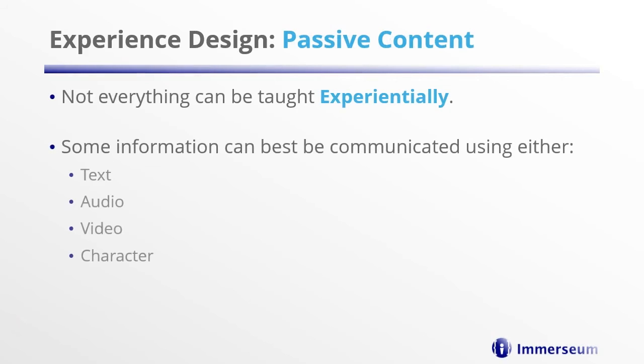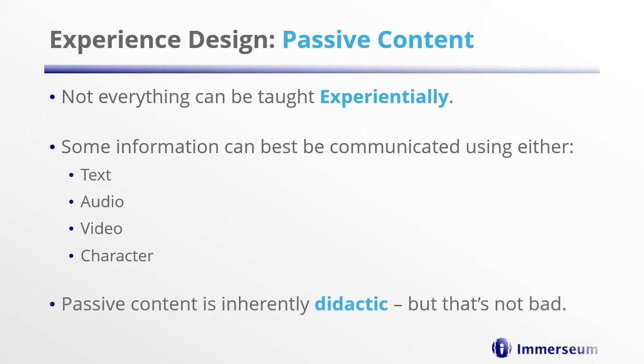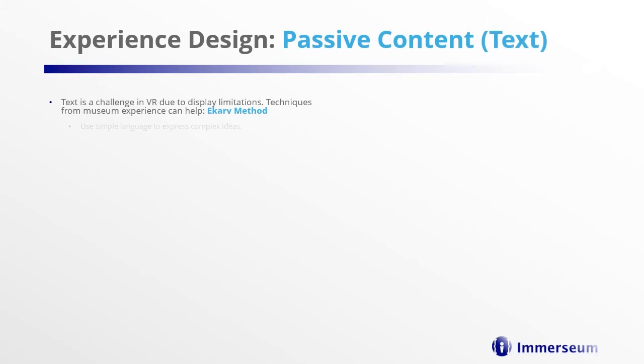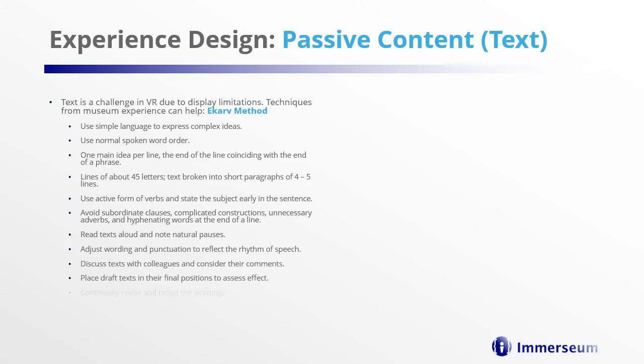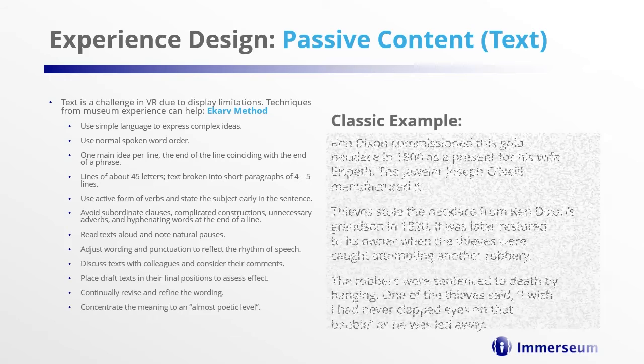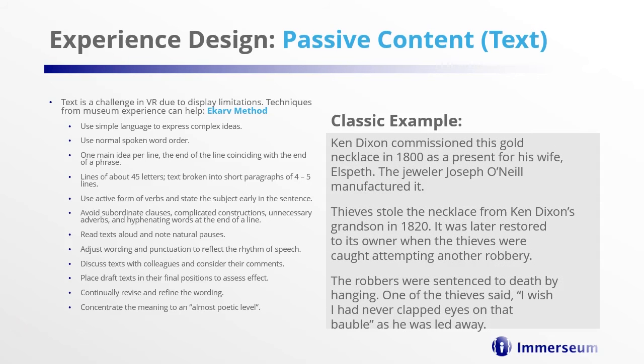Then we come to passive content, where basically there's 4 types of passive content. And passive content is generally the didactic stuff, right? It's the stuff that you listen to, you read, you watch. It's the stuff that you're not necessarily actively interacting with. There's text, there's audio, video, and character. Now, text in VR is a challenge, right? First off, because people don't like to read. And secondly, because reading in VR with the visual constraints of the VR headsets is not a very comfortable experience.